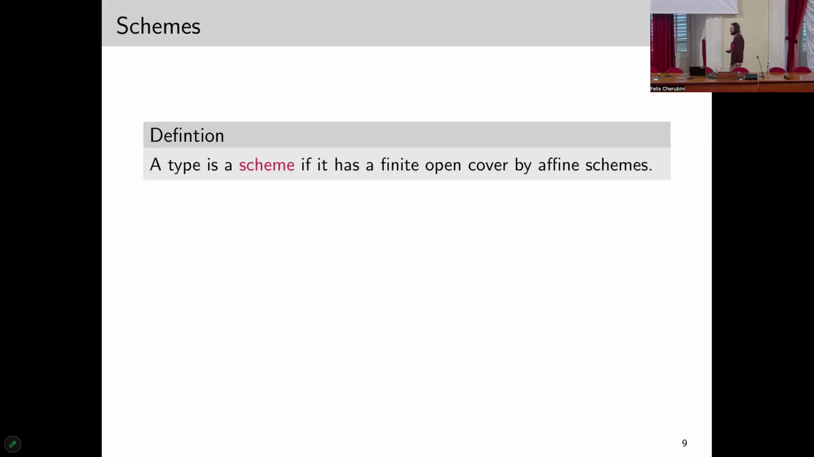Okay, and now I can define schemes. A scheme is simply a type which has a finite open cover by affine schemes. I didn't define open, but you presumably have an intuition of what it means. And so the idea is that it's just a type which locally is the type of roots of some system of polynomials.